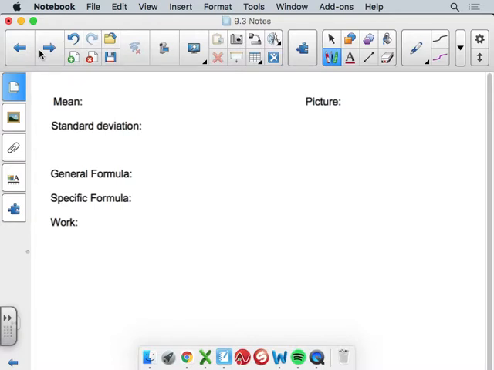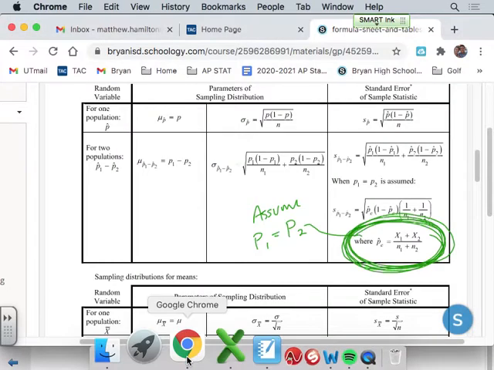Okay, so what's our mean and what's our standard deviation? And so let me go back here.